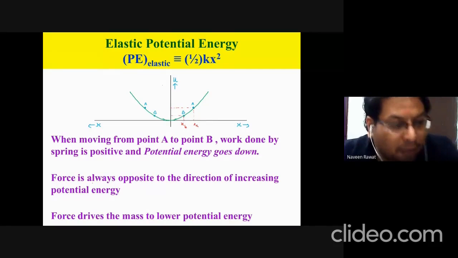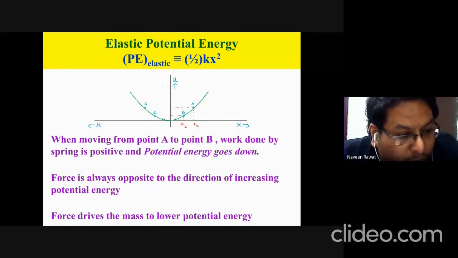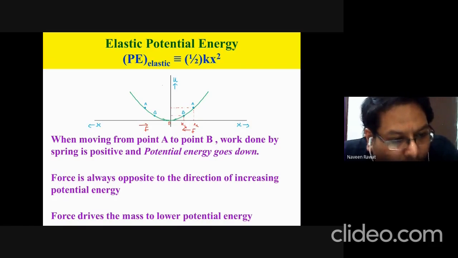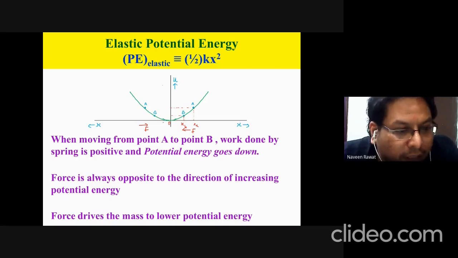Another important thing to understand is that the force acting on the object is always opposite to the direction of increasing potential energy. So in these cases, every time you move away from this equilibrium position, which is this position here, the force will always try to bring it back to the equilibrium position. If you're displacing from B to A, the force is acting in the opposite direction. If you're going from here to here, then the force is again acting in the opposite direction. So the force is always opposite to the direction of increasing potential energy.